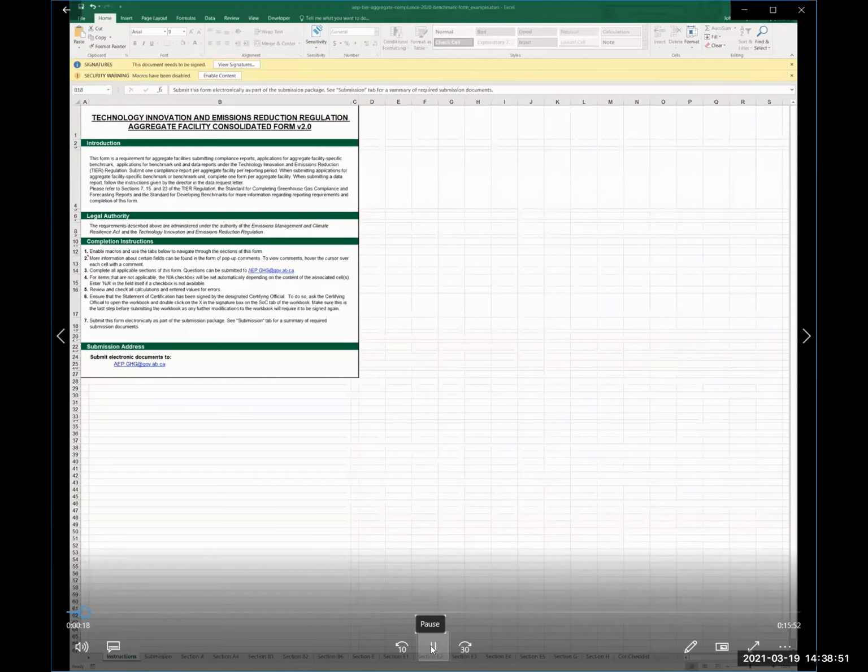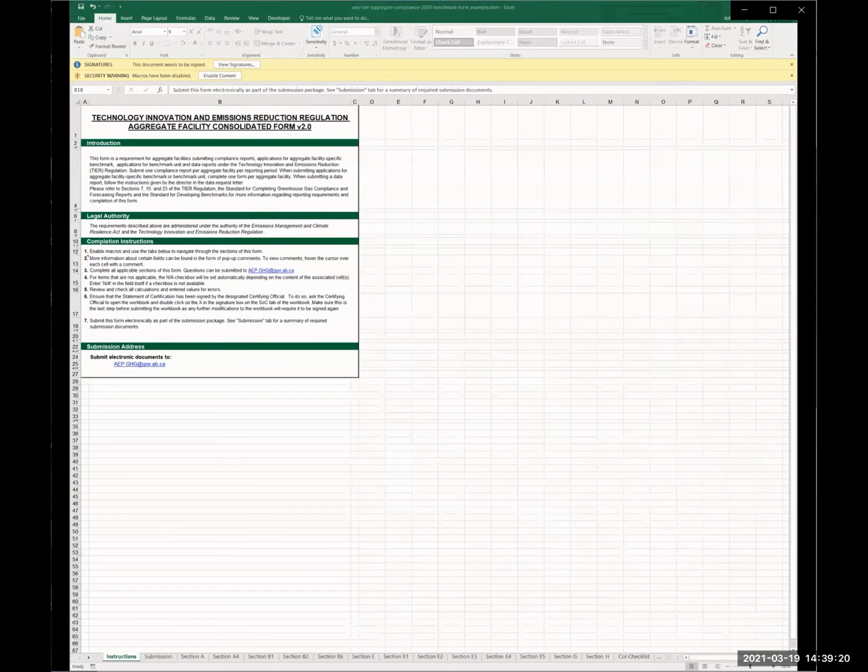Hello, I'll provide an overview of the Technology, Innovation, and Emissions Reduction Compliance Reporting Form for aggregate facilities using 2020 as a benchmark year. The compliance report form is an Excel workbook with multiple tabs. Its purpose is to collect information demonstrating that the aggregate facility is in compliance with the regulation. We will take the next few minutes to do a brief walkthrough of each of the tabs from left to right. If your workbook opens in protected mode, please go to the File, Info menu to turn off protected mode. Please also enable macros for this workbook.